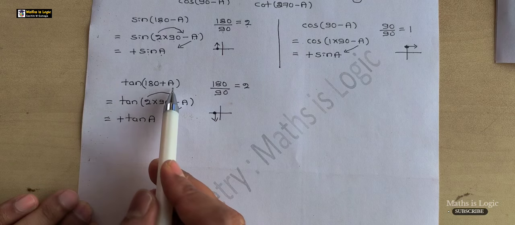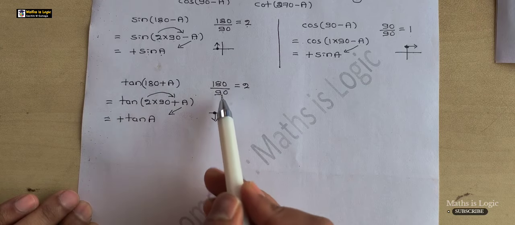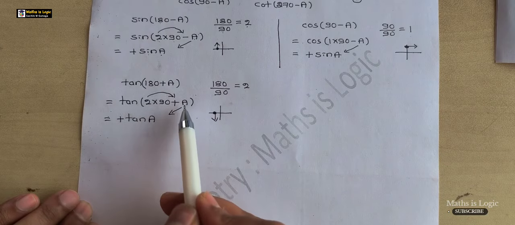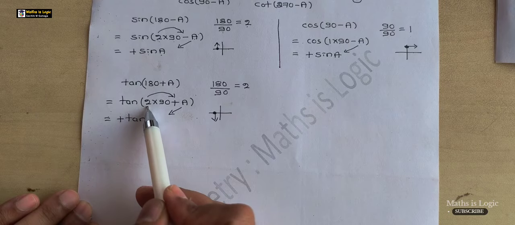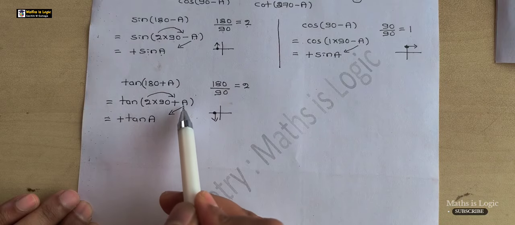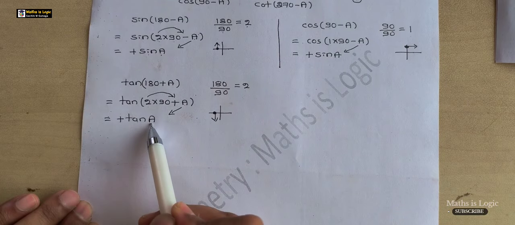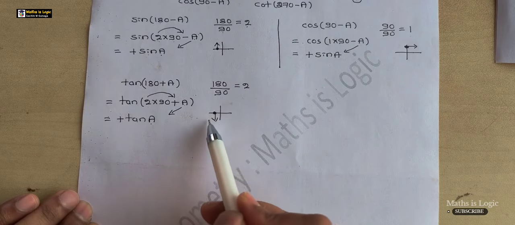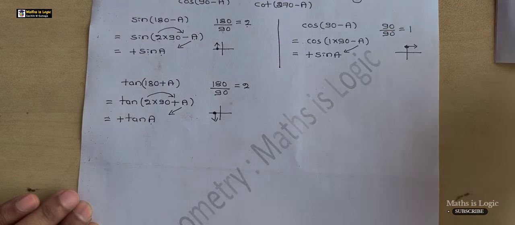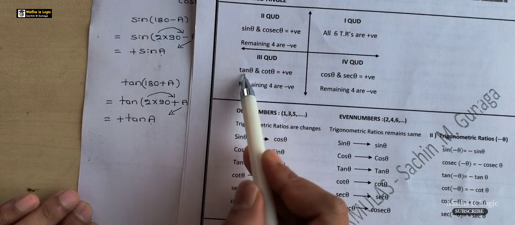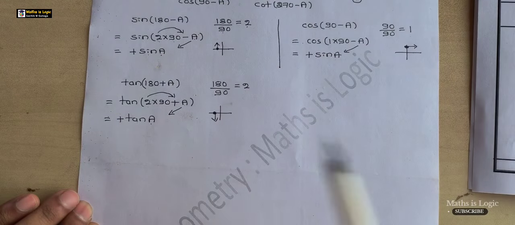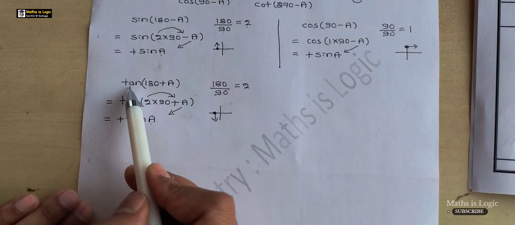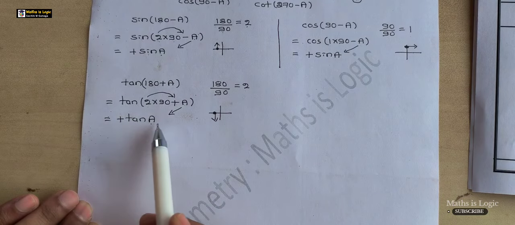Next, tan 180 plus a. Again 180 divided by 90, you will get 2. So how to write this 2? 2 into 90 plus a, keep it as it is. Because of even number, tan remains tan. At the end a is there, keep that angle a as it is. Rotate 2 plus 0, 1, 2. Plus means next quadrant, that means third quadrant. Again we know in third quadrant tan is positive. Therefore tan is positive in the third quadrant. So tan 180 plus a, answer is plus tan a.